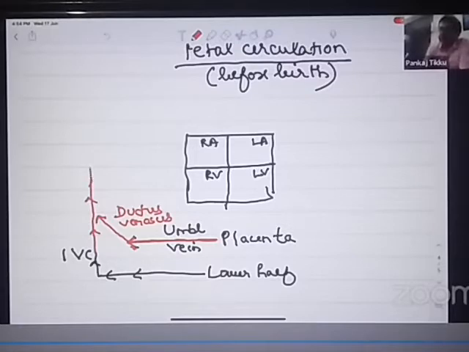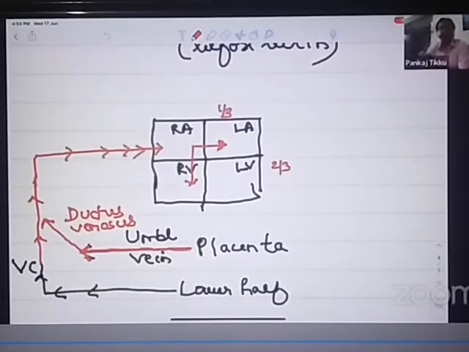So the inferior vena cava therefore becomes oxygenated, and this blood then enters the right side of the heart. Because it is oxygenated, I am drawing it in red color. Once the blood enters the right atrium, it gets divided into two. About 1/3 of this blood will enter the left atrium, while about 2/3 will enter the right ventricle. Let us forget the right ventricle for the time being.